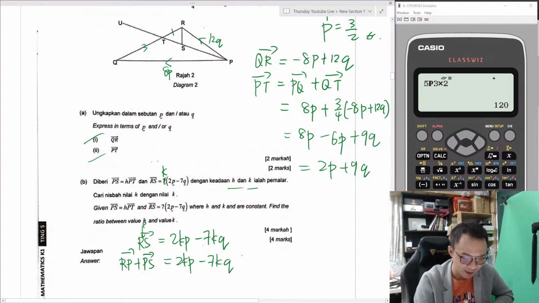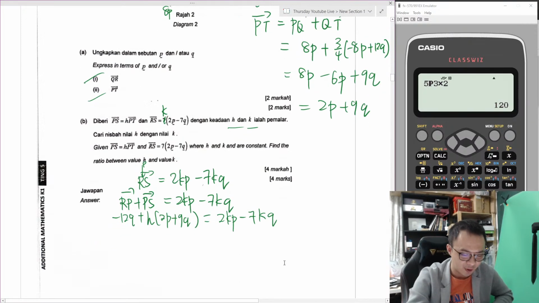Alright, so I believe I have the RP. What is my R to P? R to P is negative 12Q, right? And PS is given as H PT, which is 2P plus 9Q, equals 2KP minus 7KQ. Alright, so here, depending on how you want to arrange it, either way should be fine.